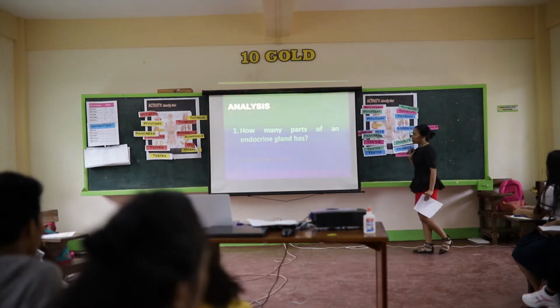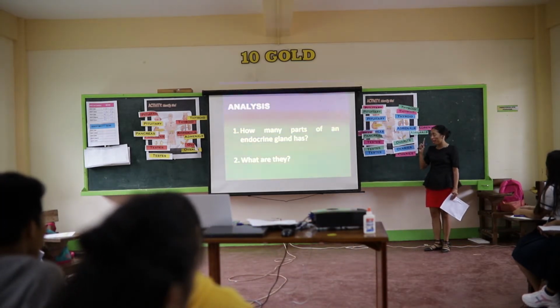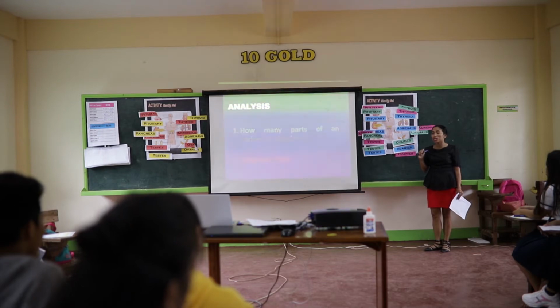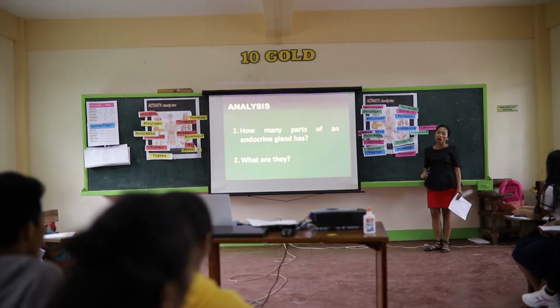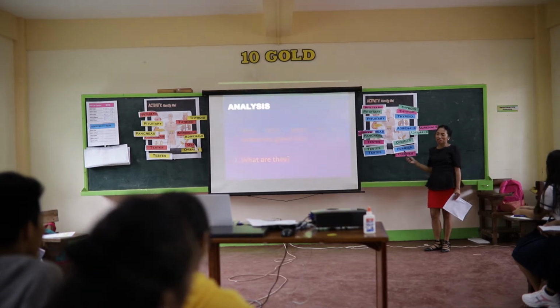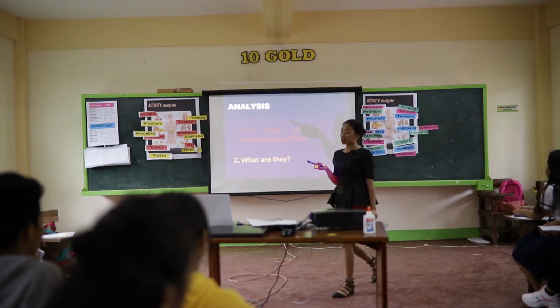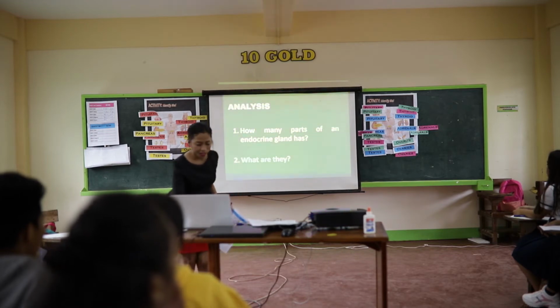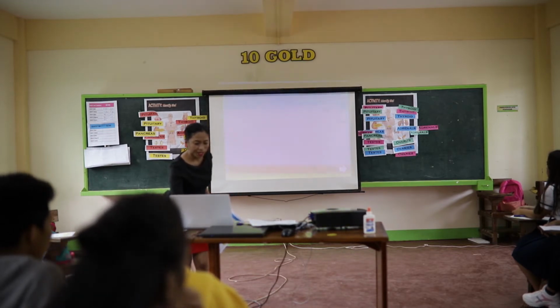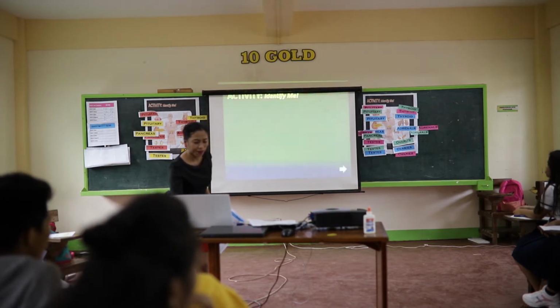Question: how many endocrine glands are there? Is it 5 or 6? 5 only. Why 5? Because ovaries and testes belong to the reproductive system, right? Okay. Very good. Okay, next.